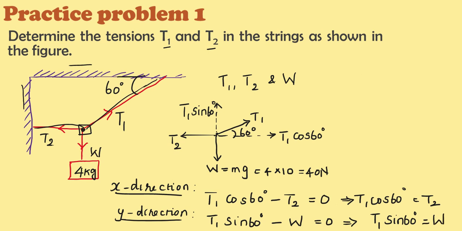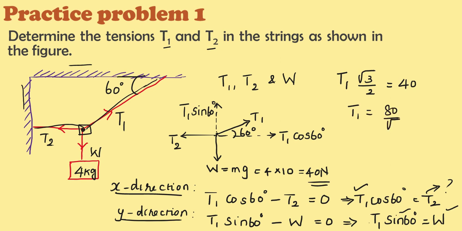So if you see here, we know W, that is the weight force, and we know the sine 60 value, so we can find out T1 and plug in this T1 here to find out the value of T2. So let's do that here. T1 sine 60 degree, which is root 3 by 2, is equal to the weight, which here is 40 newtons. So T1 equals 80 divided by root 3 newtons. So plug in that value here to get T2.